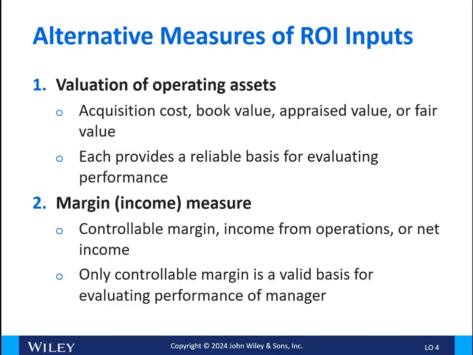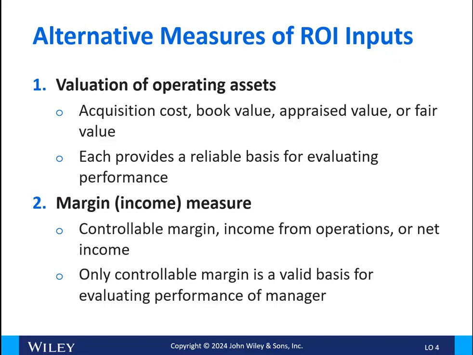It wouldn't be right to use acquisition cost one year and fair value the next year, and have those be widely different amounts, because you couldn't compare those. It wouldn't make sense of what your comparison is. The margin or income measure. So we use controllable margin in our example. You could also use income from operations or net income.